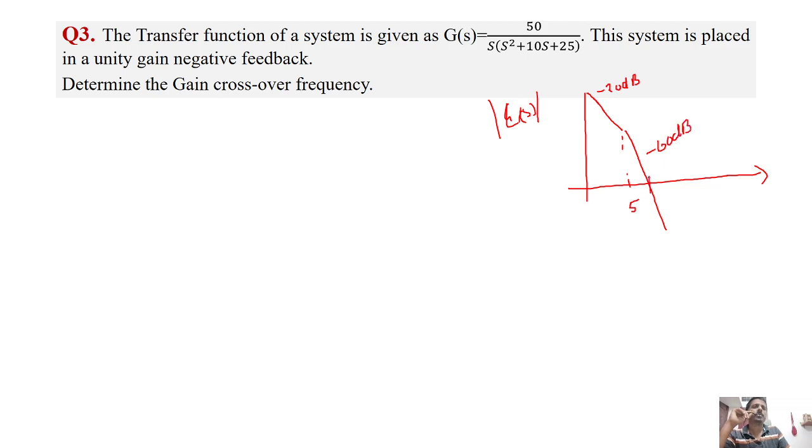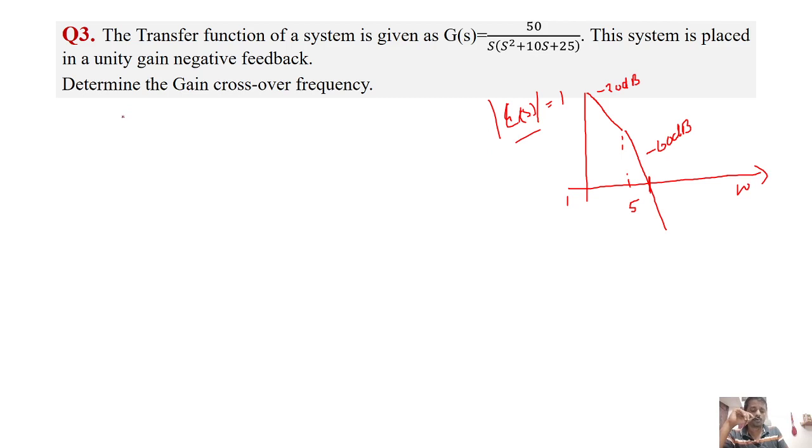So at a particular frequency omega, it crosses 0 in dB or crosses 1 in gain. So what is the gain crossover frequency? It is a frequency at which the amplitude value of the loop gain is equal to 1. Okay, so we just need to find what is the frequency. So we'll just substitute the loop gain equal to 1, and we'll find what is the frequency there.